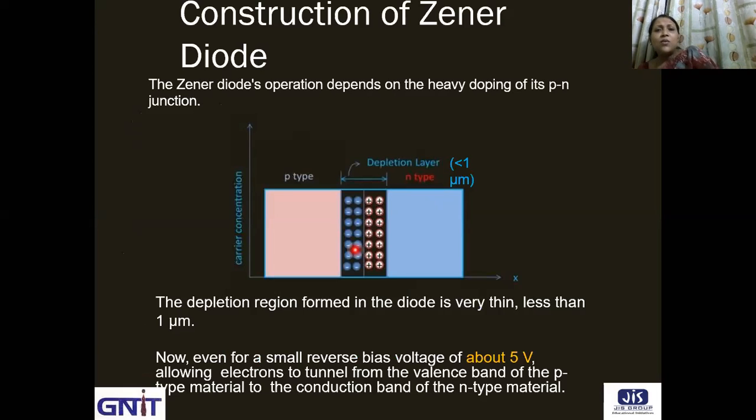So this is the construction of a Zener diode. The Zener diode operation depends on a heavily doped P-N junction diode. So the depletion region formed at the diode is very thin, less than 1 micrometer. So even a small reverse bias voltage of about 5 volts allows electrons to tunnel from the valence band of the p-type material to the conduction band of the n-type material.